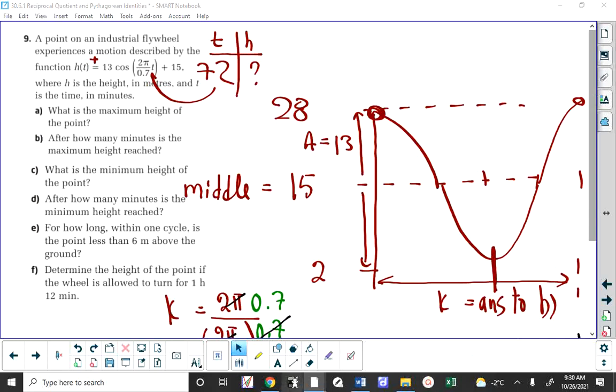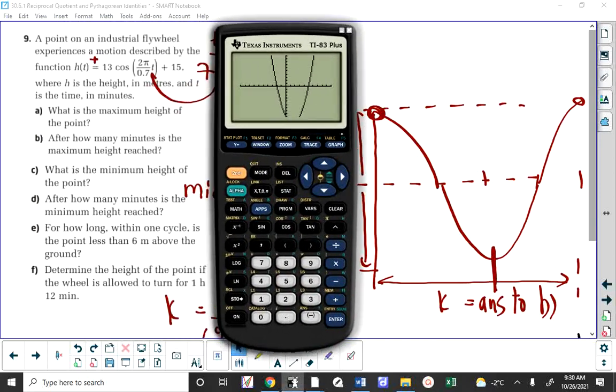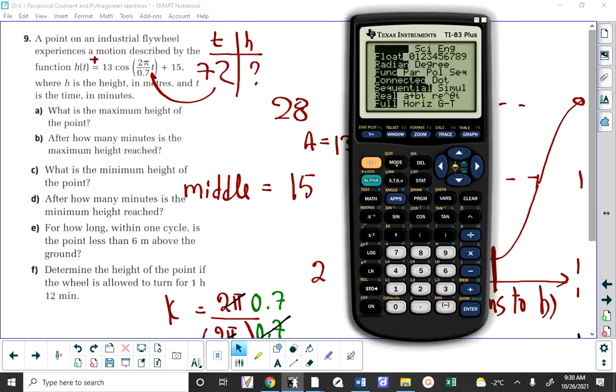You want to make sure that you are in radians, of course. 13 cosine 2 pi times 72 divided by 0.7. We talked a little bit yesterday. You could go 2 pi divided by 0.7 times the 72. It doesn't matter where you divide by that 0.7. And then I have to add 15. 13 cos looks okay. So about 23 meters.